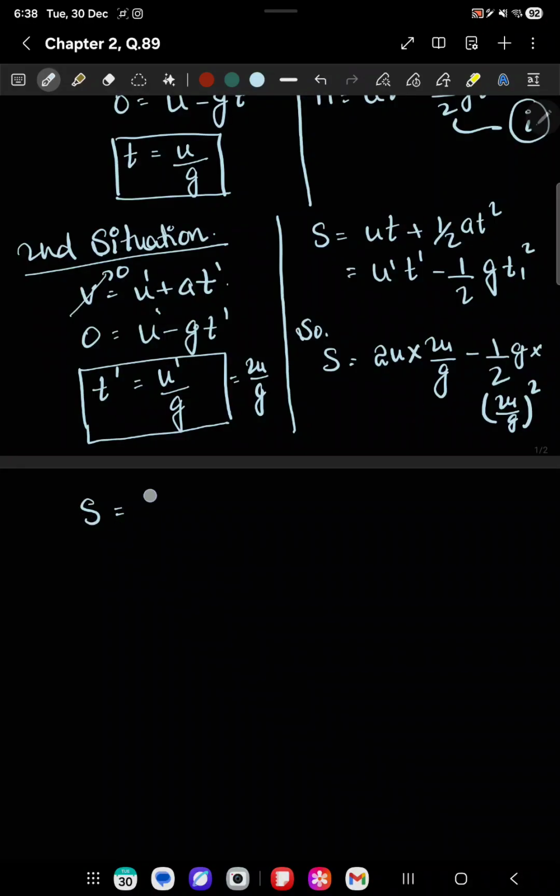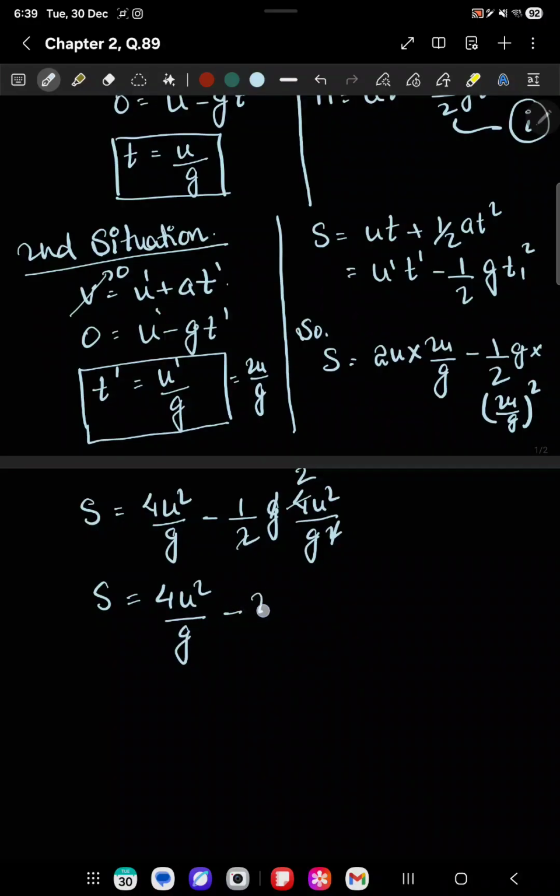S equals 4u square upon g minus half g into 4u square upon g square. I can cut g and g. So from here we will get 2, and this 2 I am also cutting. S equals 4u square upon g minus 2u square upon g. This will give us a value of 2u square upon g, right?